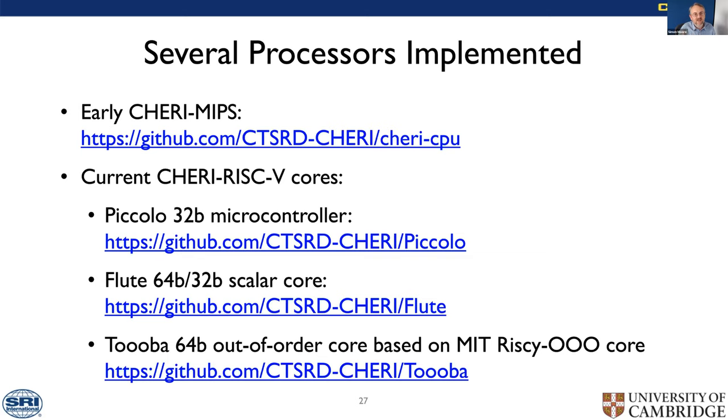And on RISC-V, we have a fairly short pipeline 32-bit microcontroller called Piccolo. We've got Flute, which works 64-bit or 32-bit, which is more of a classic RISC pipeline, but still very much a scalar core. And then we have Toooba, which is an out-of-order core based on MIT's RiscyOO core. And that's quite interesting. We've been using that at the moment to explore the intersection of CHERI features and mitigation of transient execution attacks like Spectre and Meltdown.